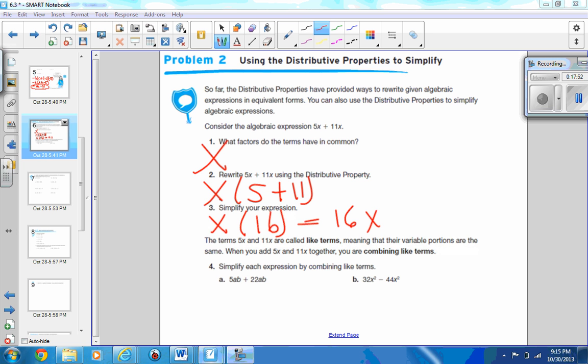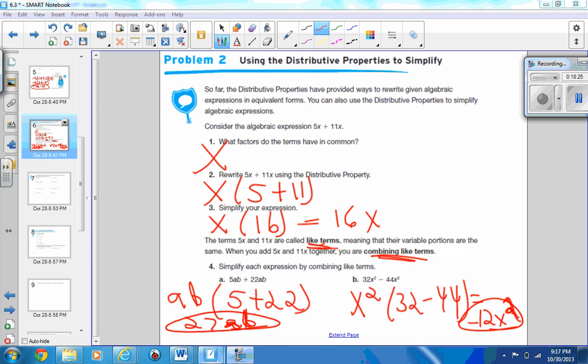The terms 5x and 11x are called like terms, okay? Meaning their variable portions are the same. When you add 5x and 11x together, they are combining like terms. So whenever you see an x, the same variable to the same power, you can add their coefficients. They're called combining like terms. So let's do 4a together and see if we can combine these like terms.